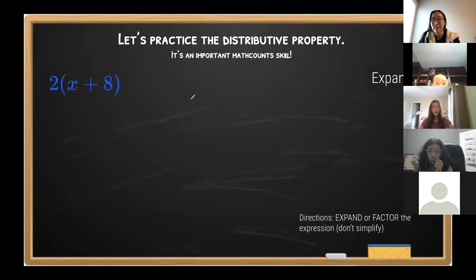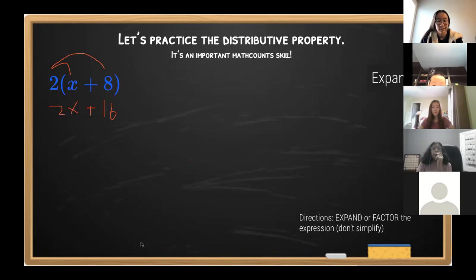As a review of the distributive property, you have this 2 and then these parentheses, x plus 8. What you can do is distribute the 2 to each of the things inside the parentheses, and this means you multiply them. So 2 times the quantity of x plus 8 is the same thing as 2 times x, which is 2x, plus 2 times 8, which is 16. So this simplifies down to 2x plus 16. All right, and now we'll give you guys a chance to practice.